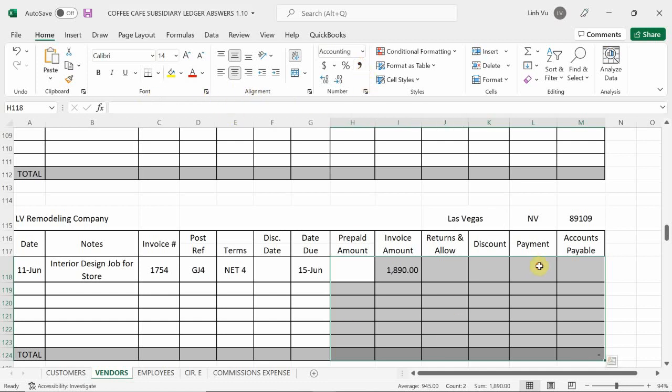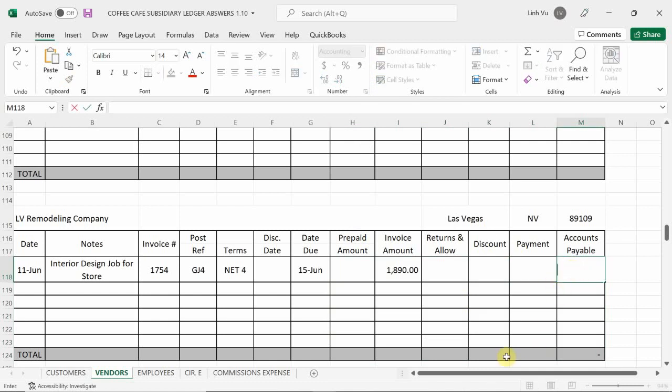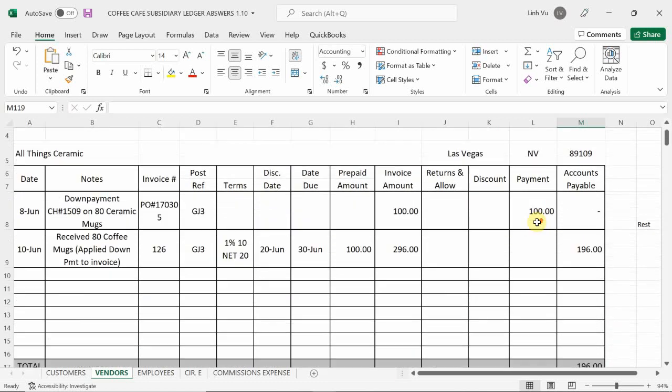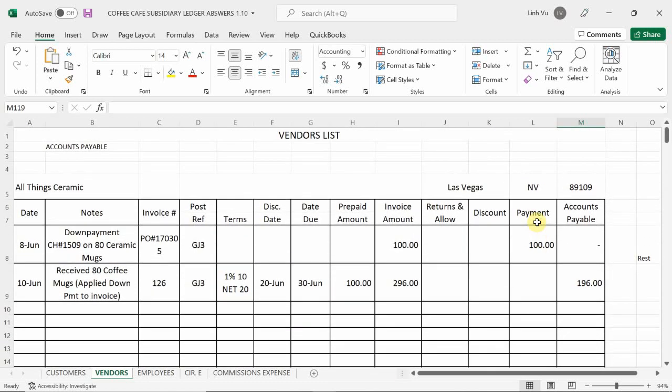You're going to be in your accounts payable column, right? Equal. We want the invoice amount minus any prepaids, minus any returns, minus any discounts, minus any payments. Enter. So we owe $18.90, and that's exactly how much we owe LV Remodeling. Okay. So let's take a quick overview of how much money we owe to each individual.